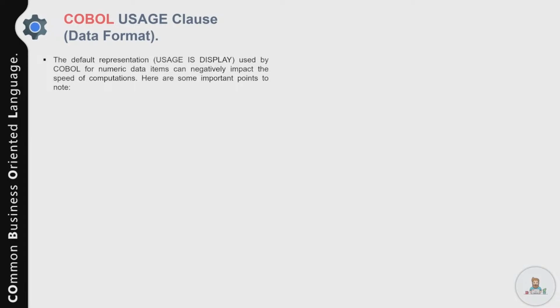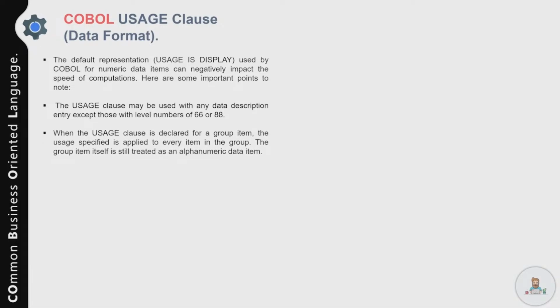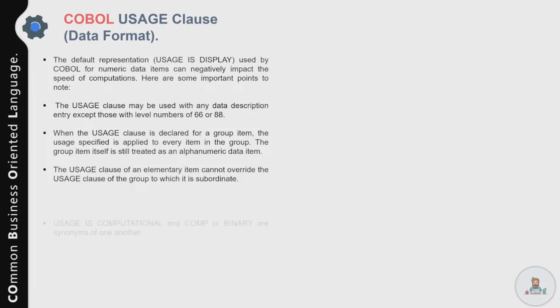So finally, the default representation, usage is display, used by COBOL for numeric data items, can negatively impact the speed of computation. Apart from that, there are a couple of additional points that you should always remember when using the usage clause in your COBOL program. The first one is that the usage clause may be used with any data description entry except those defined at level 66 or 88. When the usage clause is declared for a group item, the usage specified is applied to every item in the group. The group itself is still treated as an alphanumeric data item.